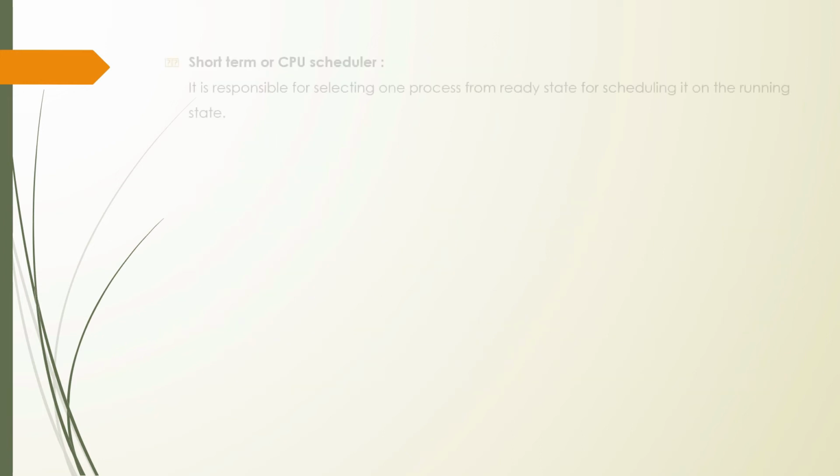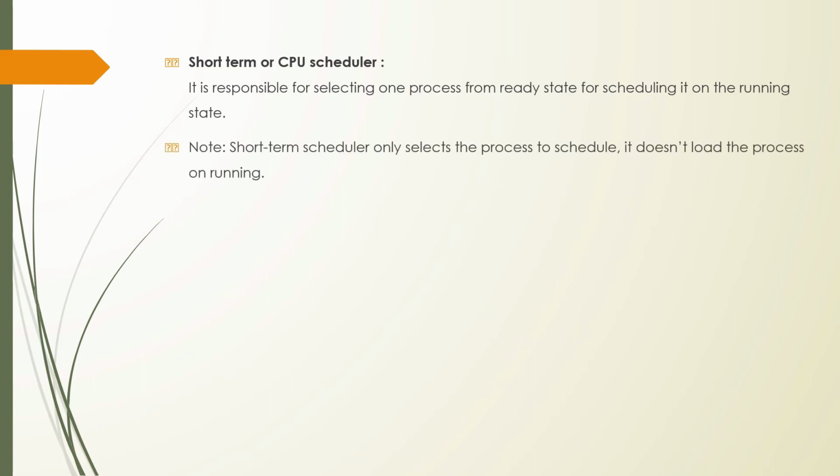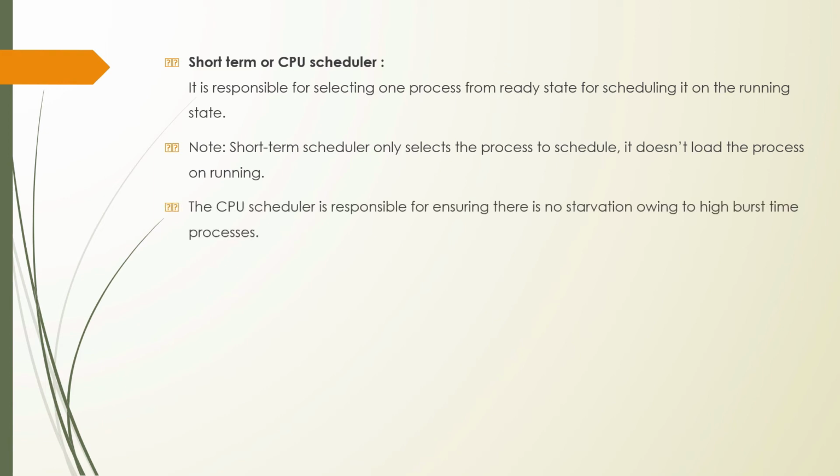Short-term or CPU scheduler. It is responsible for selecting one process from ready state for scheduling it on the running state. Note: short-term schedulers only select the processes to schedule. It doesn't load the process on running. The CPU scheduler is responsible for ensuring there is no starvation owing to the high burst time processes.